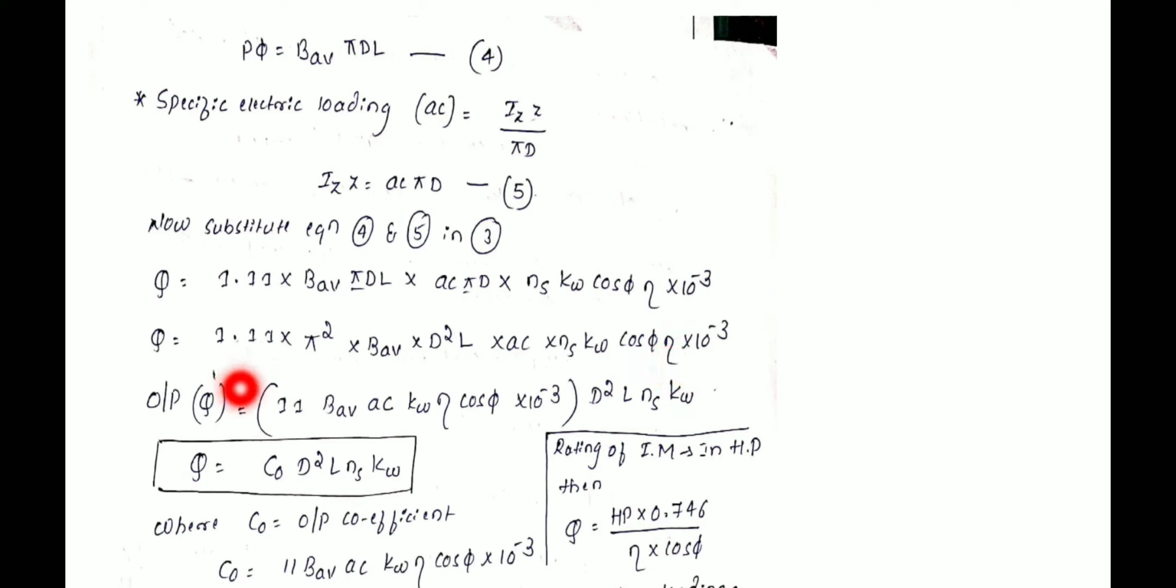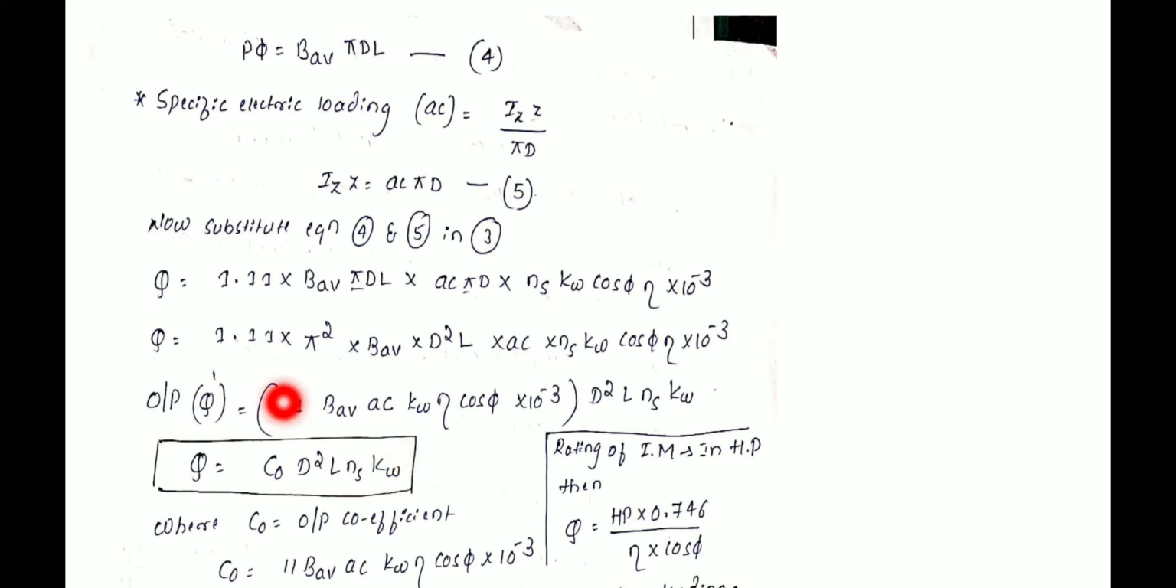Then the output Q, when we multiply 1.11 into pi square, what is the value for pi square? When we multiply this pi square with 1.11 you will get 11. So that is the reason: B average, AC, KW, efficiency, cos phi into 10 raised to minus 3 into D square L NS into KW. Getting my point? One more thing, this output will be equal to all these terms represented as C naught itself. C naught is nothing but the output coefficient, and the remaining things I had written the same: the product D square L, NS, KW.